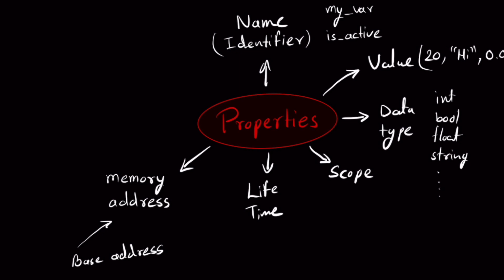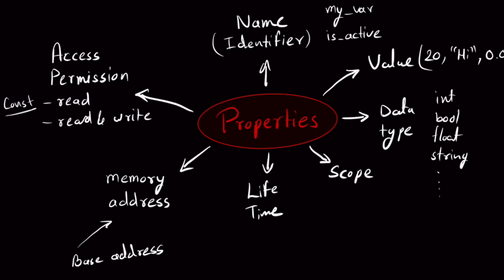Okay, next and last, access permissions. Access permission depends on what type of variable it is. If you are creating a constant, you can only read it. If you are creating a variable, you can write also. So we have some kind of read-write permissions. If we use the const keyword, we are making a constant variable, so we can only read the value, we cannot write. And in normal variables, we can read and write. We'll discuss these things in detail. So this is the overview of the properties.